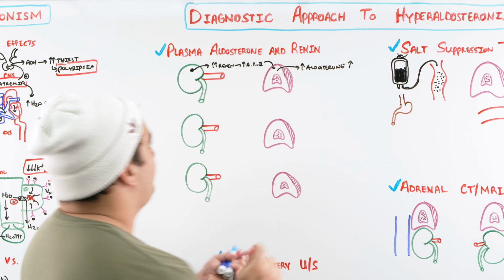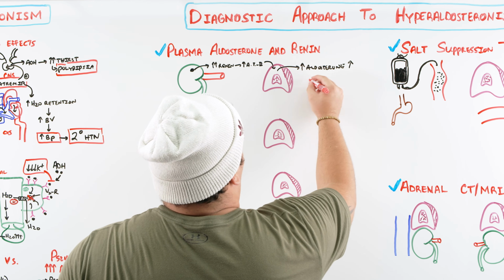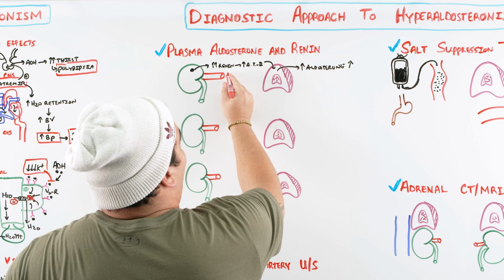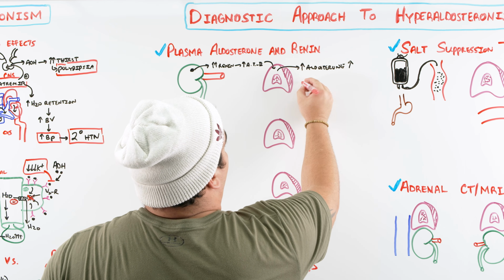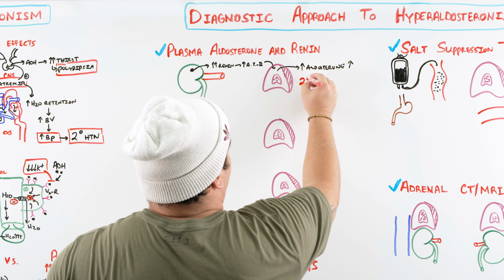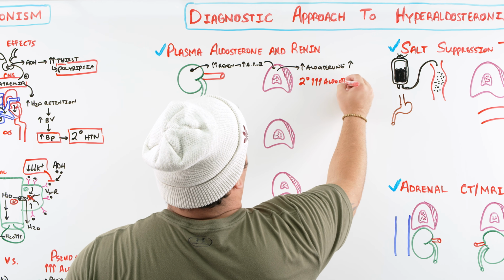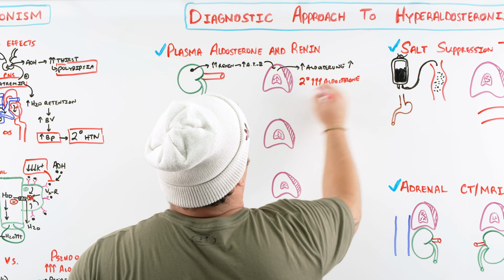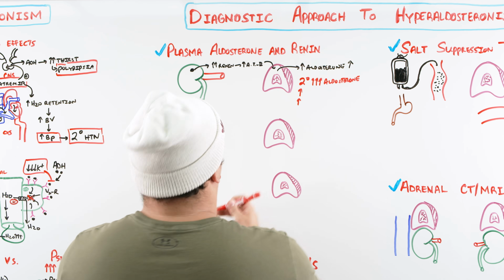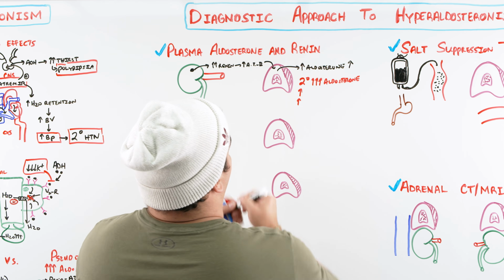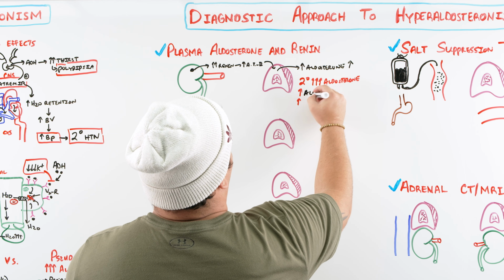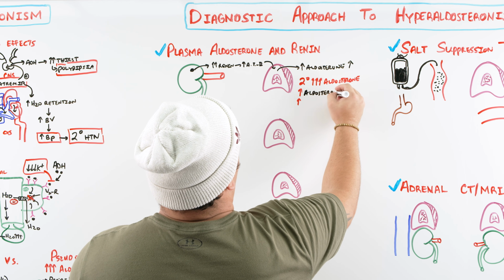If you see this, where you have a high aldosterone and a high renin level, that right there might be enough to tell you that this is a secondary hyperaldosteronism. So if you see a high aldosterone and a high renin, this could be indicative of a secondary hyperaldosteronism, because they will have both a high aldosterone and a high renin.